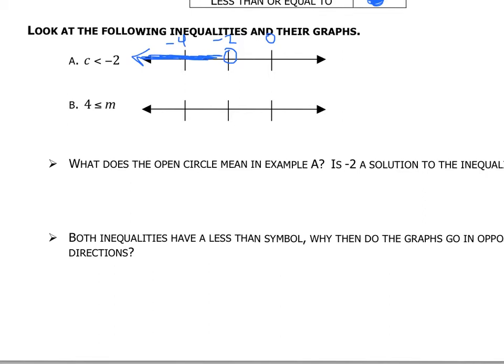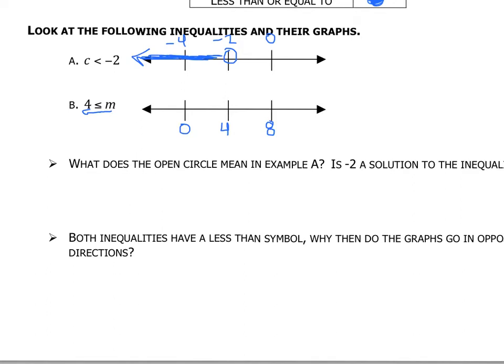Now as we look at B, it says that 4 is less than m. We can read it backwards too. I always like to read it from the variable. Since the variable is on the right side, you actually have m is greater than 4. I always start from the variable and go this way. So we can start with 0 here and make this 4, and since we're going by 4s, we can make this one 8.